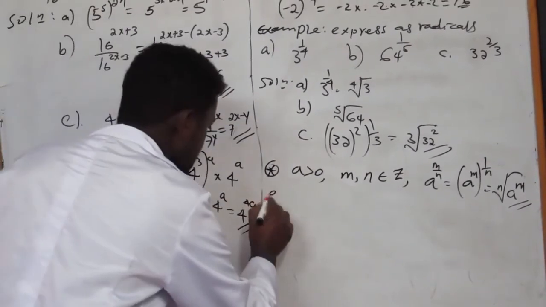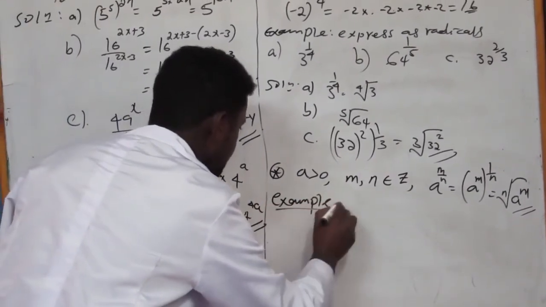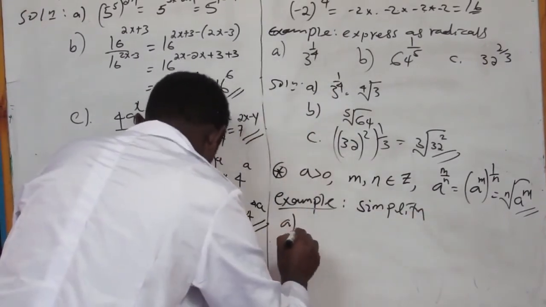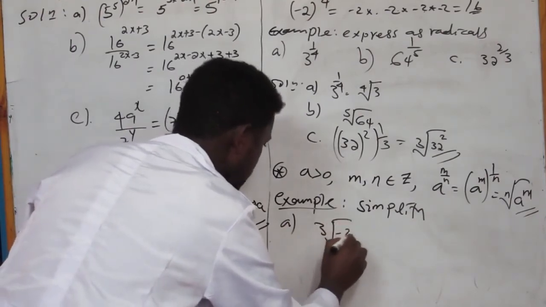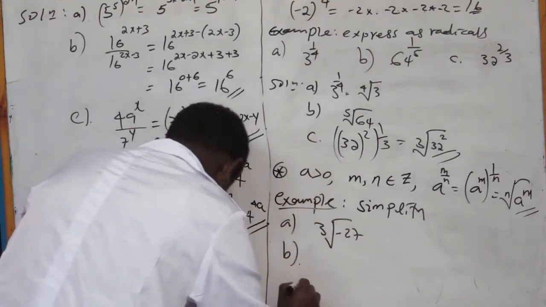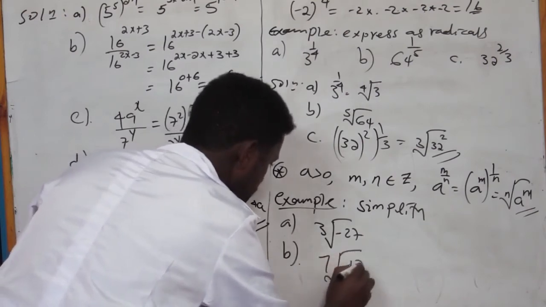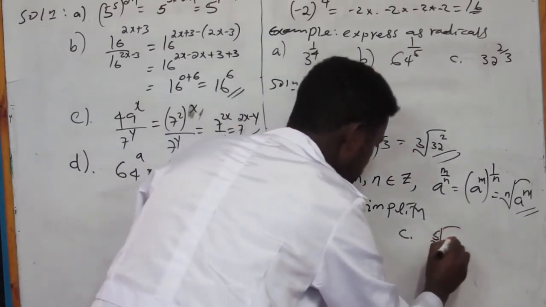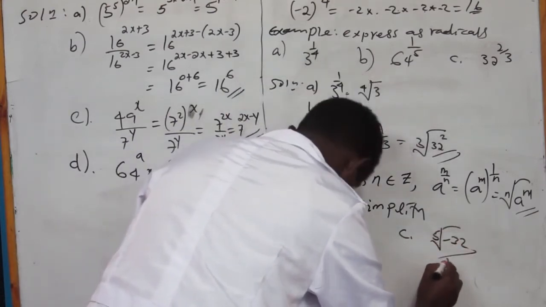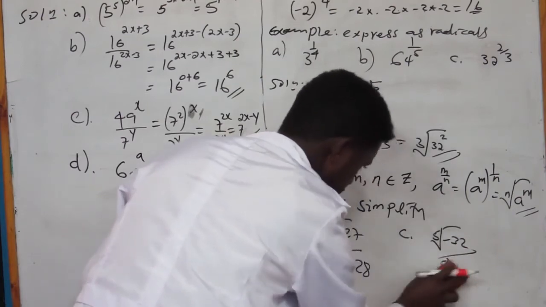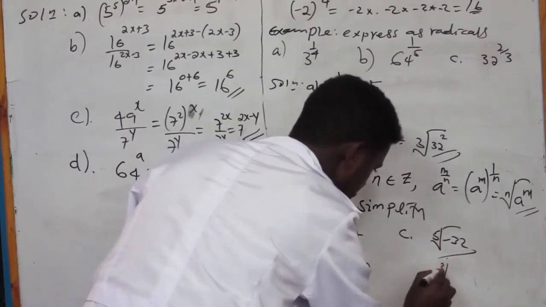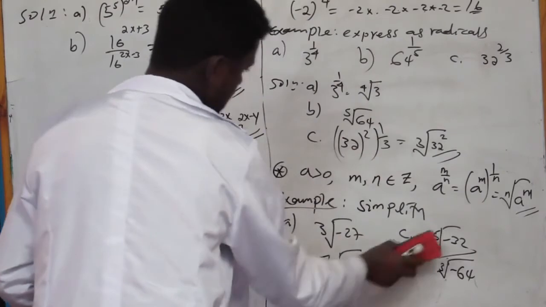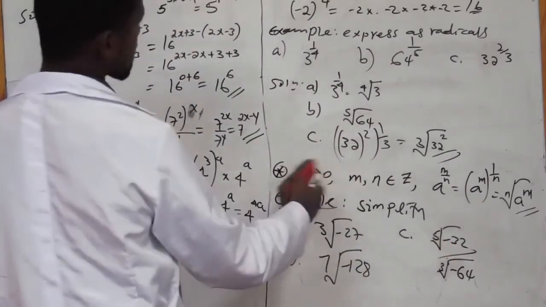Example: simplify. A: the cube root of negative 27. B: the 7th root of negative 128. C: the 5th root of negative 32 over the negative of the 3rd root of negative 64. Let's simplify these examples relating to rational exponents.